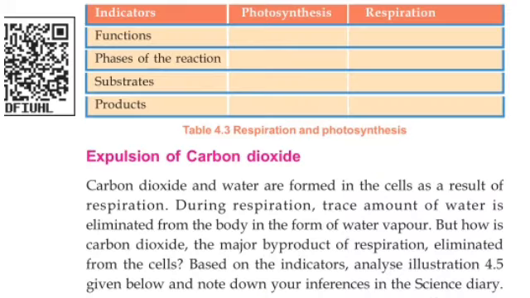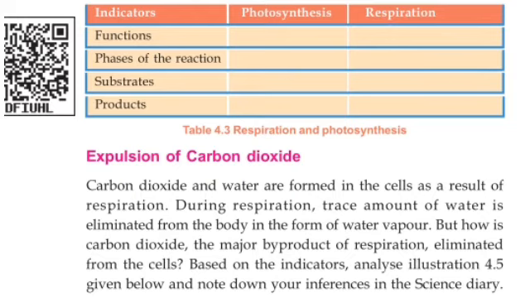Dear students, here is table 4.3, respiration and photosynthesis. What are the differences between photosynthesis and respiration? Function: food production for photosynthesis, energy production for respiration. The reactions: photosynthesis has the light phase and dark phase; respiration has the Krebs cycle and glycolysis. Very simple. You can also write the substrate and product.